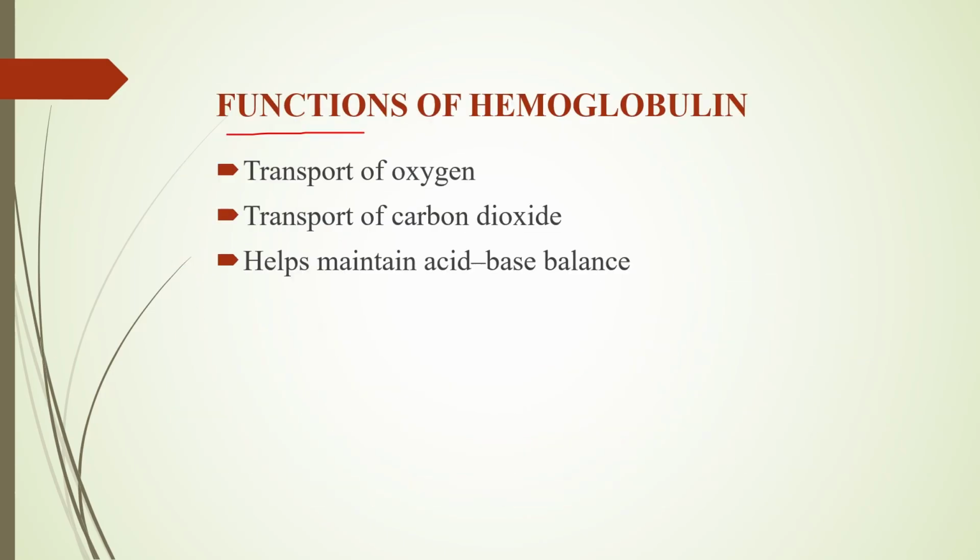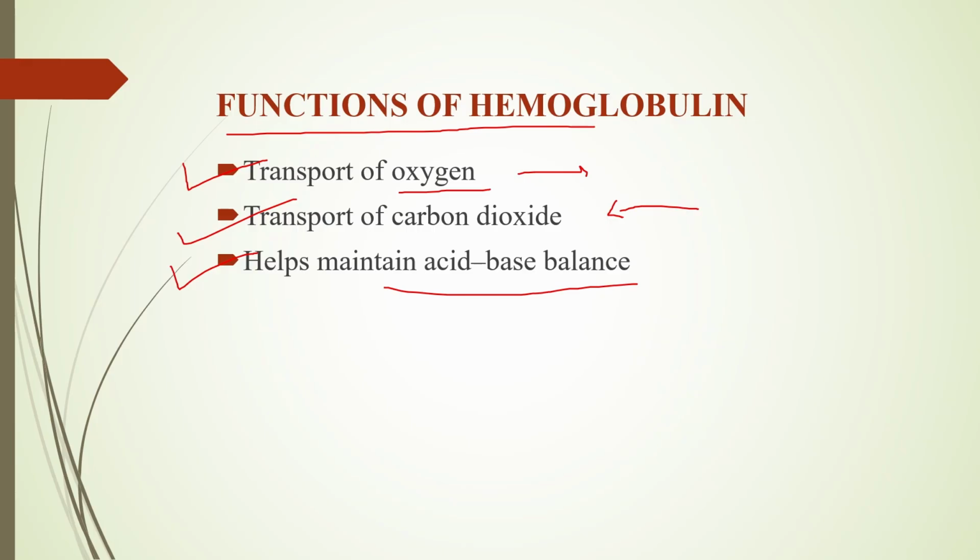So next is the function of hemoglobin. It helps in the transport of oxygen from the lungs toward the tissue, and it also helps in the transportation of carbon dioxide from the tissue toward the lungs, and then it is exhaled through the lungs during expiration. It also helps in the maintenance of acid base balance. This maintenance we already studied in our previous video. If you want to study it, you can refer to the previous videos.